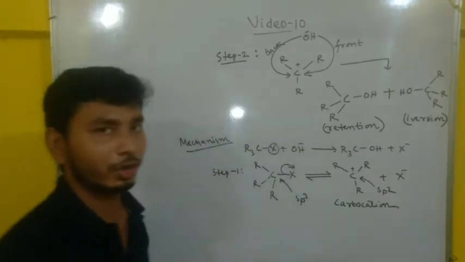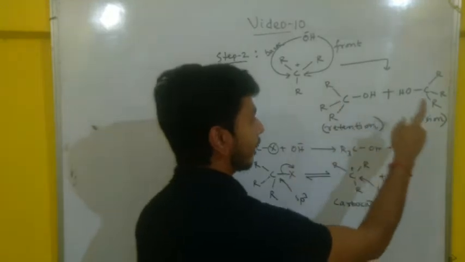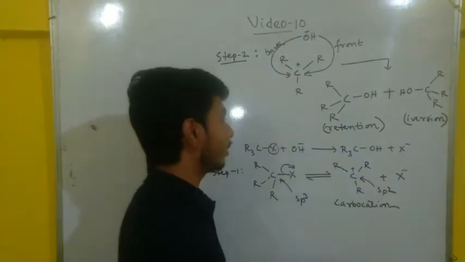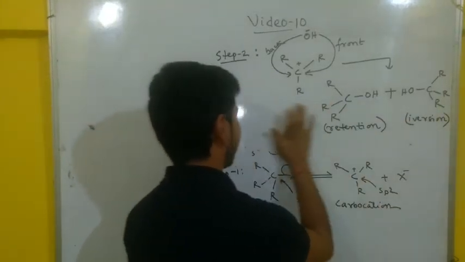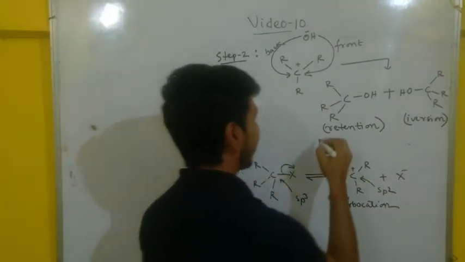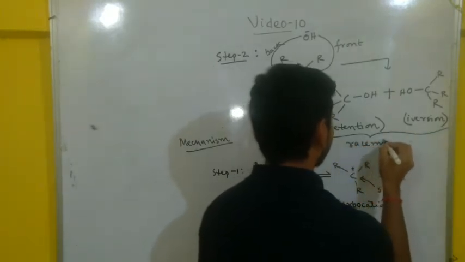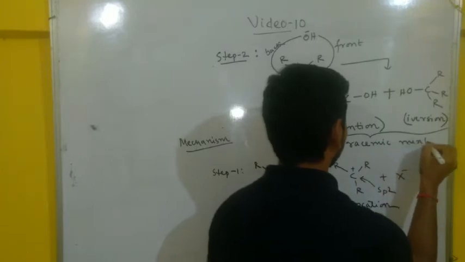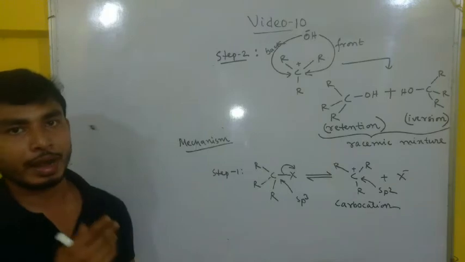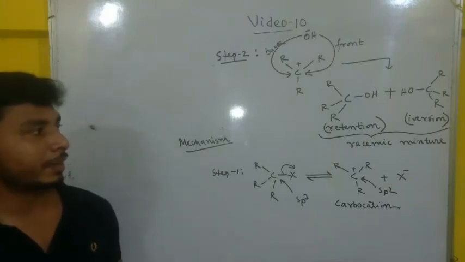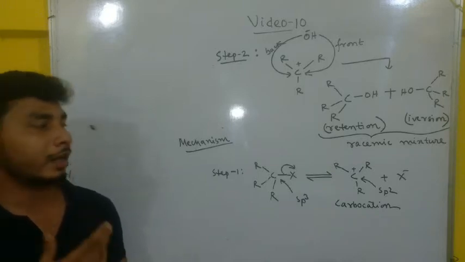Then it is called inversion. That is, we are getting a mixture of the retention as well as inversion. This mixture is called racemic mixture. So in SN1 reaction, we get a racemic mixture. Racemic mixture means a mixture of retention as well as inversion product.